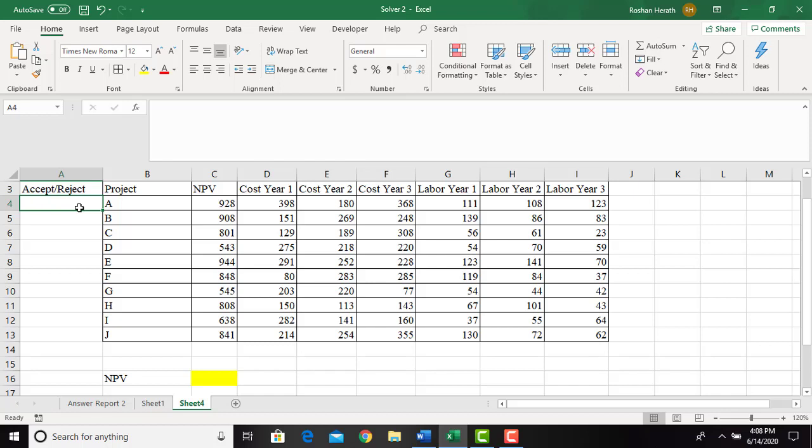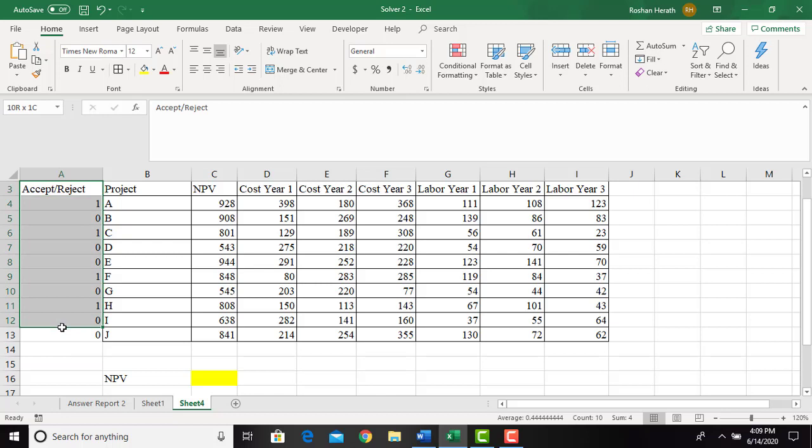So initially, we may develop the structure. Thereafter, we can figure out with the help of the solver which projects we should implement subject to the given constraints. Now, let's assume like this. We accept project A. Project B, we are not going. Project C, we may accept. D, we may not. And E, we may not. F, we may. And G, we may not. Let's say that at the moment, this is what we have done.